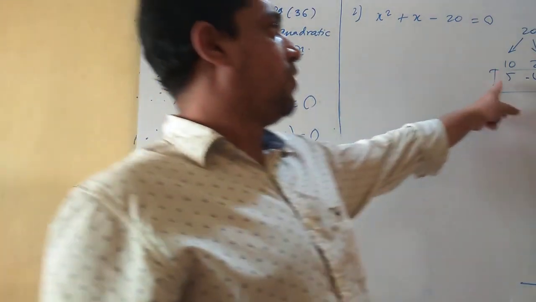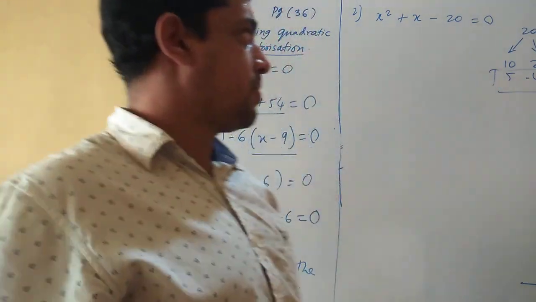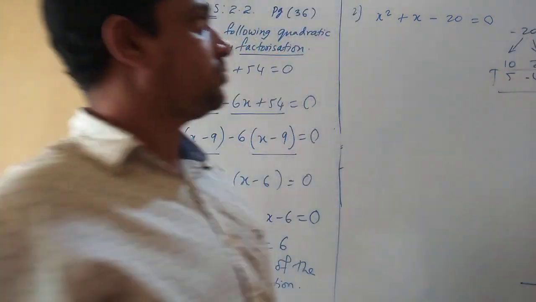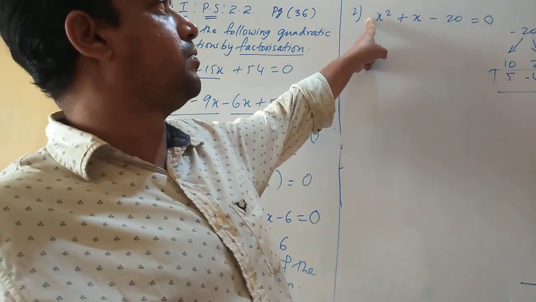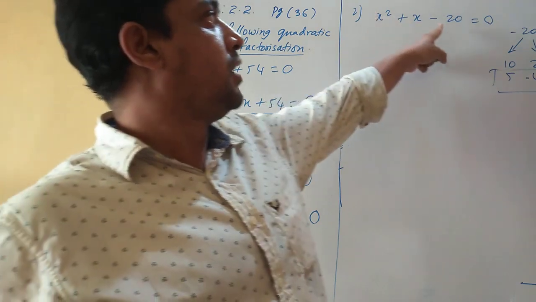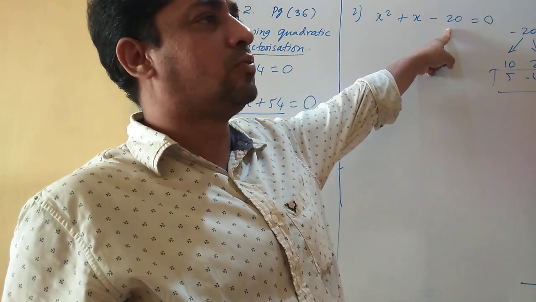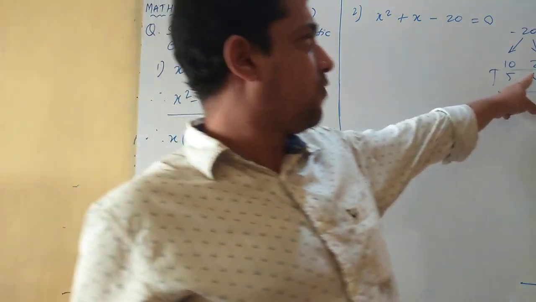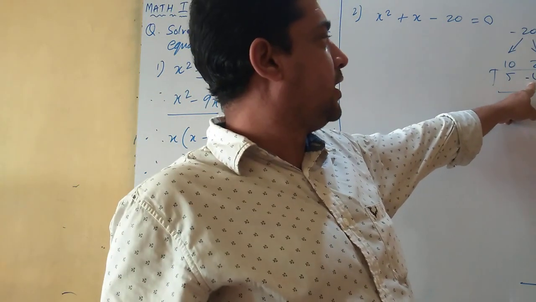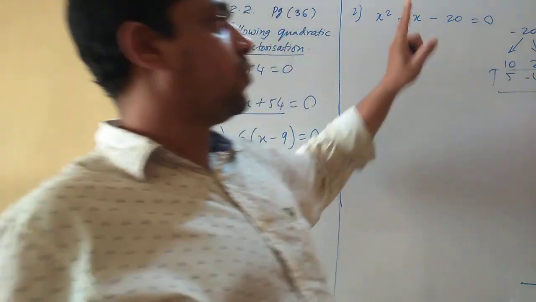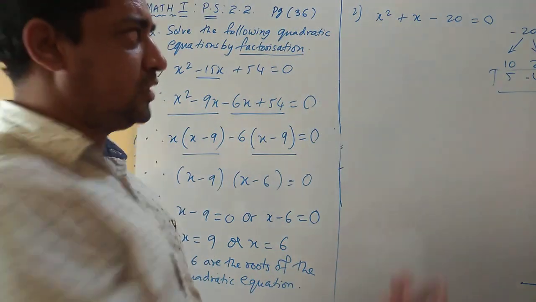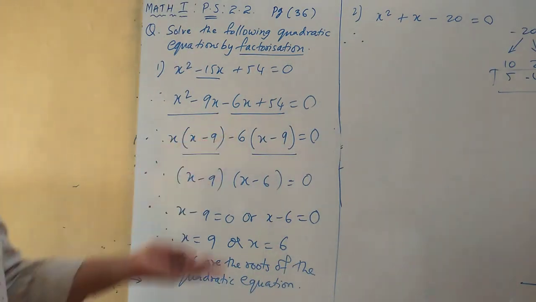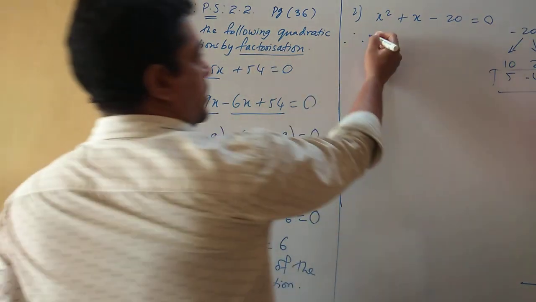Check. 5 fours are 20, and actually I should get minus 20. Check. The coefficient of the first term is 1 and the third term is minus 20. I should get minus 20. So 5 fours are 20, and 5 times minus 4 is minus 20. 5 minus 4 is 1. Is it clear? So this is easy now. Now the sum will be exactly the same. You will have to write the factors.